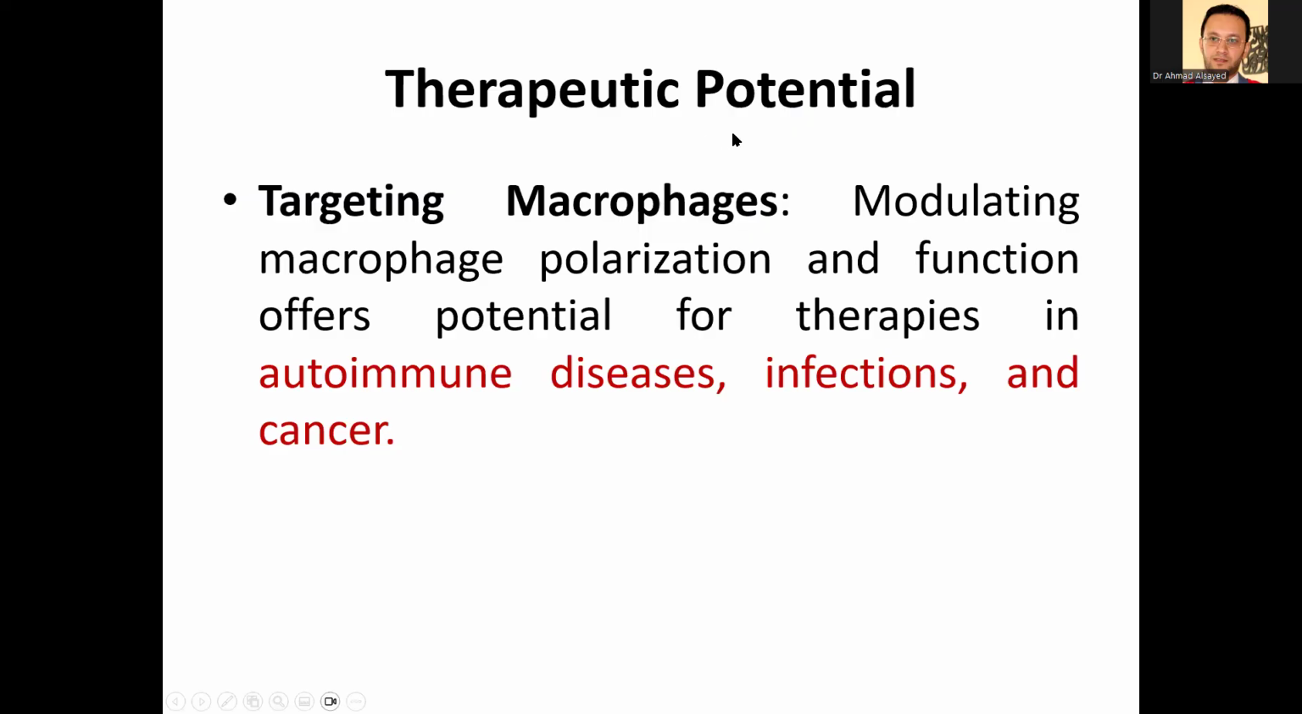We can use monocyte and macrophage as therapeutic potential. For example, targeting macrophage or modulating macrophage polarization. So we can work on the polarization M1 versus M2 and functions, which offer potential for therapies in autoimmune disease and also in infections and cancer.